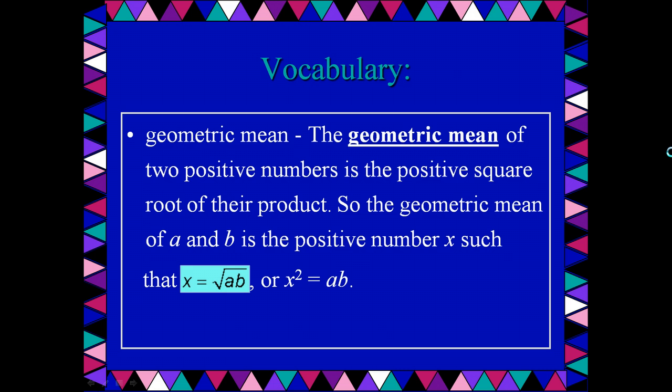The geometric mean of two positive numbers is the positive square root of their product. So the geometric mean of A and B is the positive number x such that x equals the square root of A times B, or x squared equals AB.